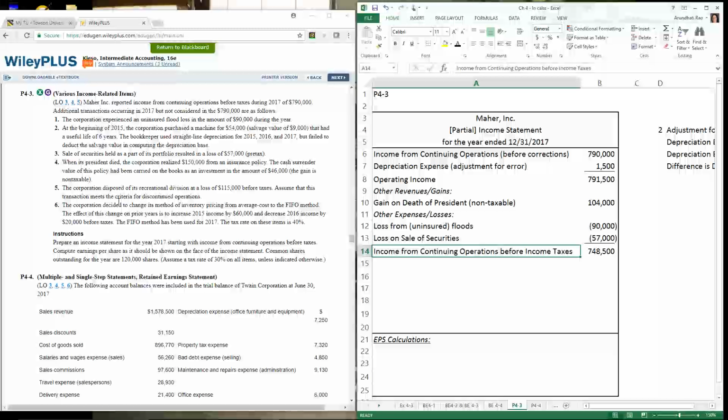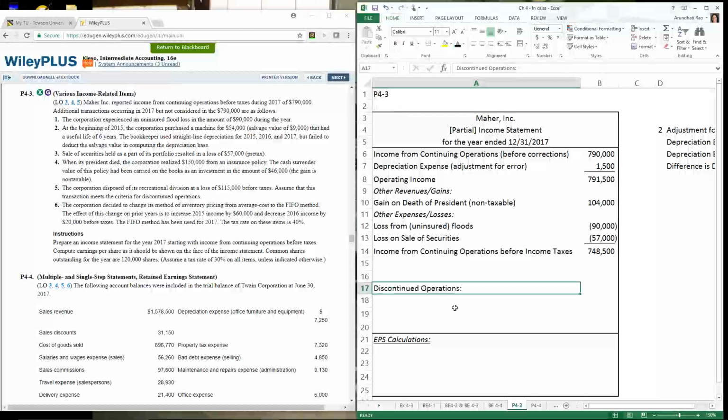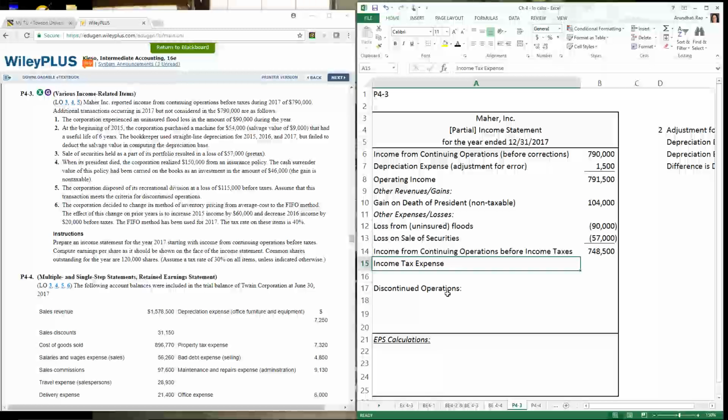The corporation disposed of its recreational division at a loss of $115,000 before taxes. Assume that this transaction meets the criteria of discontinued operations. So this item would have to be listed under discontinued operations. Now, why did I leave the space over here? I left the space over here because I still have to calculate the income tax, and we'll do that in a minute. Discontinued operations. I lost money.